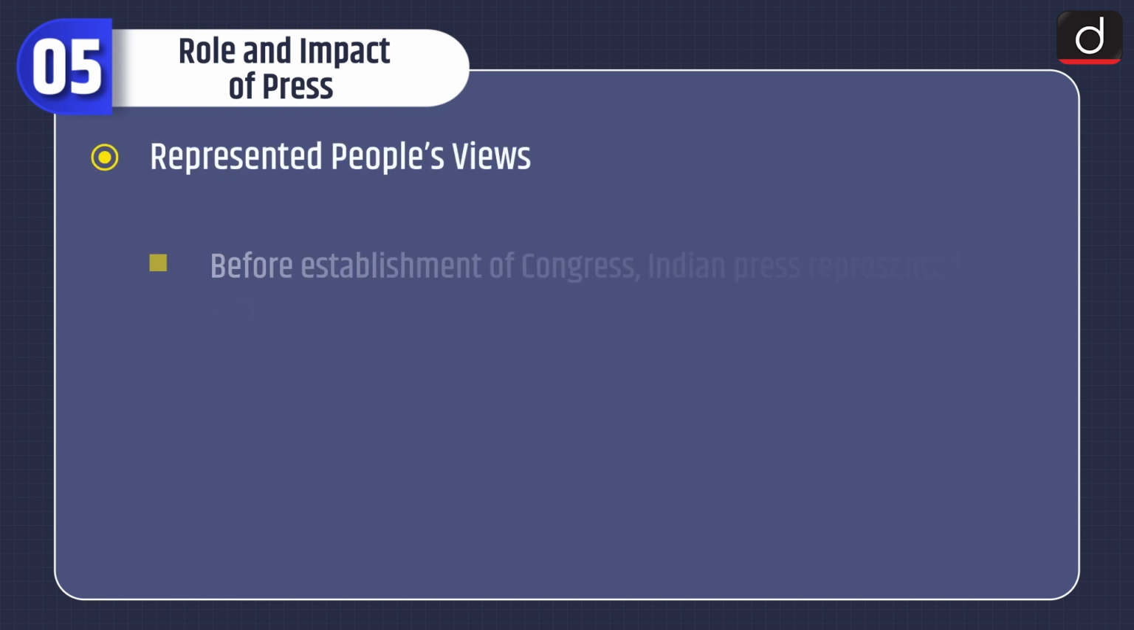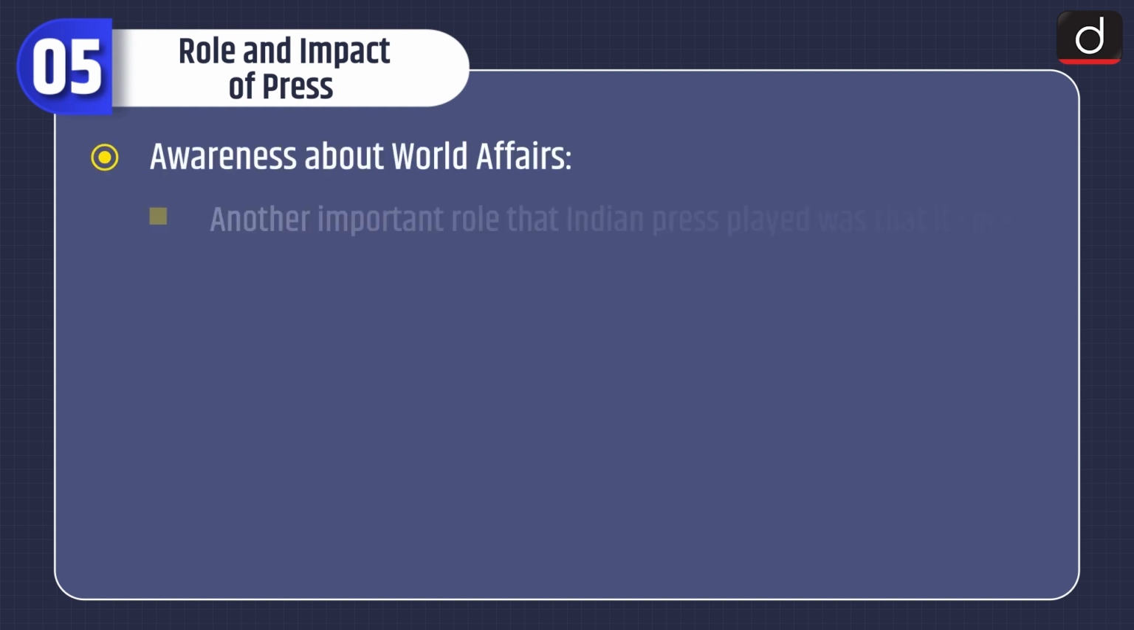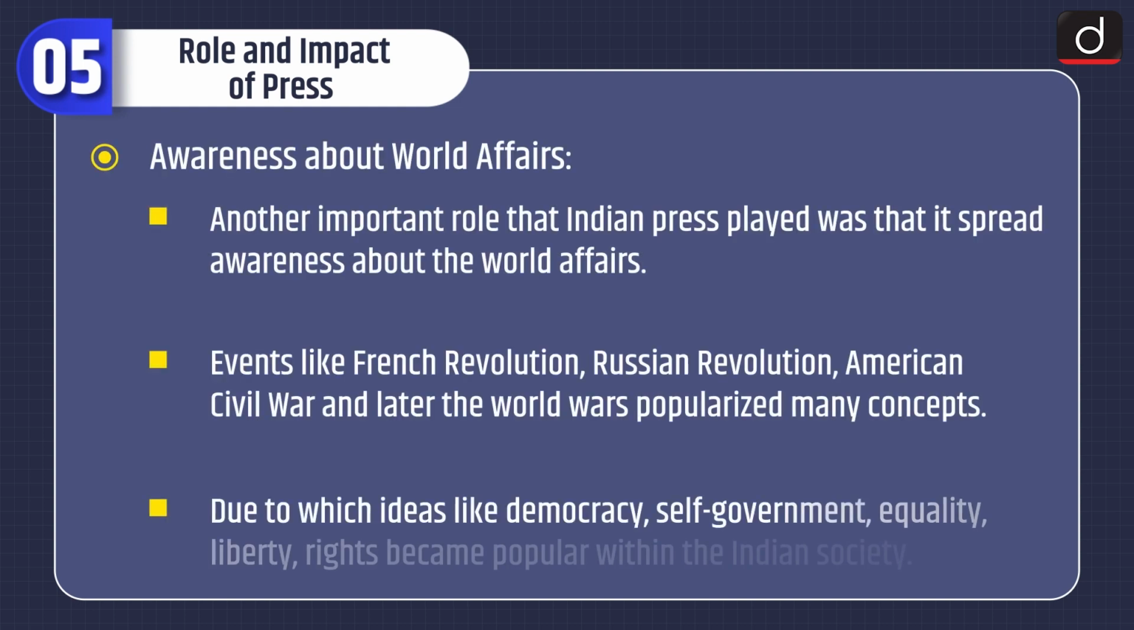Represented people's views. Before establishment of Congress, Indian press represented people's views. They highlighted the popular demands and acted as a bridge between the government and the masses. And awareness about world affairs. Another important role that Indian press played was that it spread awareness about the world affairs. Events like French Revolution, Russian Revolution, American Civil War and later the World Wars popularized many concepts, due to which ideas like democracy, self-government, equality, liberty, rights became popular within the Indian society.